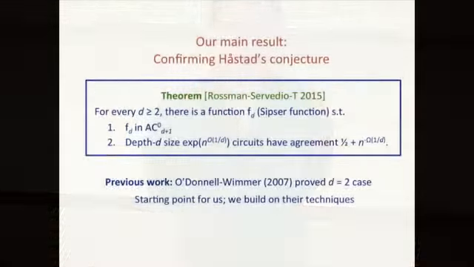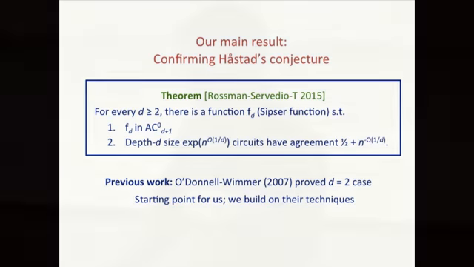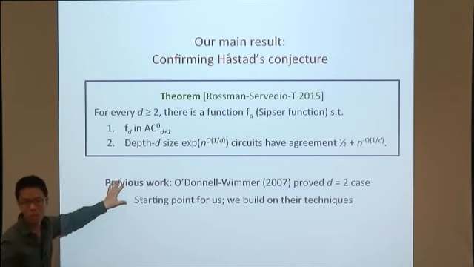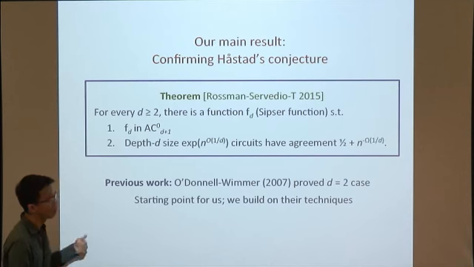And previous work, O'Donnell and Wimmer, in 2007, proved the d equals 2 case. They proved, depth 3 Sipser, you cannot compute it in depth 2. You cannot approximate it in depth 2. And it was a starting point for us. We built on the techniques. In particular, this is sort of the base case for us. So what we did is basically a depth reduction to the O'Donnell-Wimmer proof of the d equals 2 case.